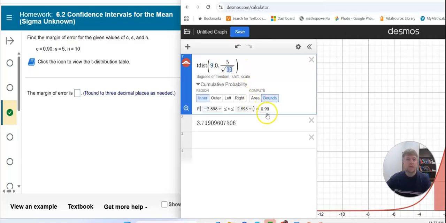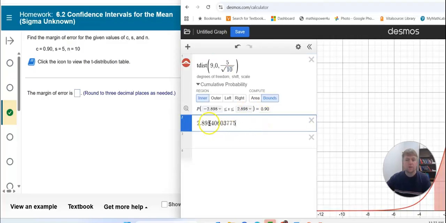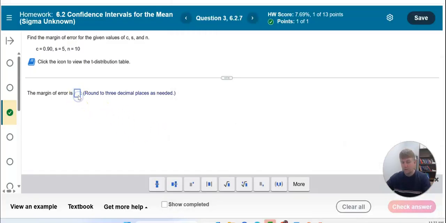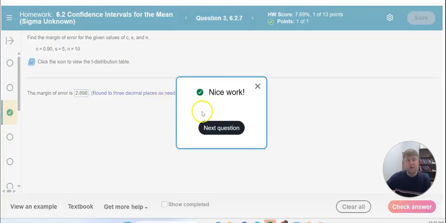All right, bounds 90% still. So now this is our new value to 3 places. I'd go there. Next number is a 4. So again, I don't need to round it up. So I'll just keep it like that. Check my answer, and that's how we find a margin of error calculation.